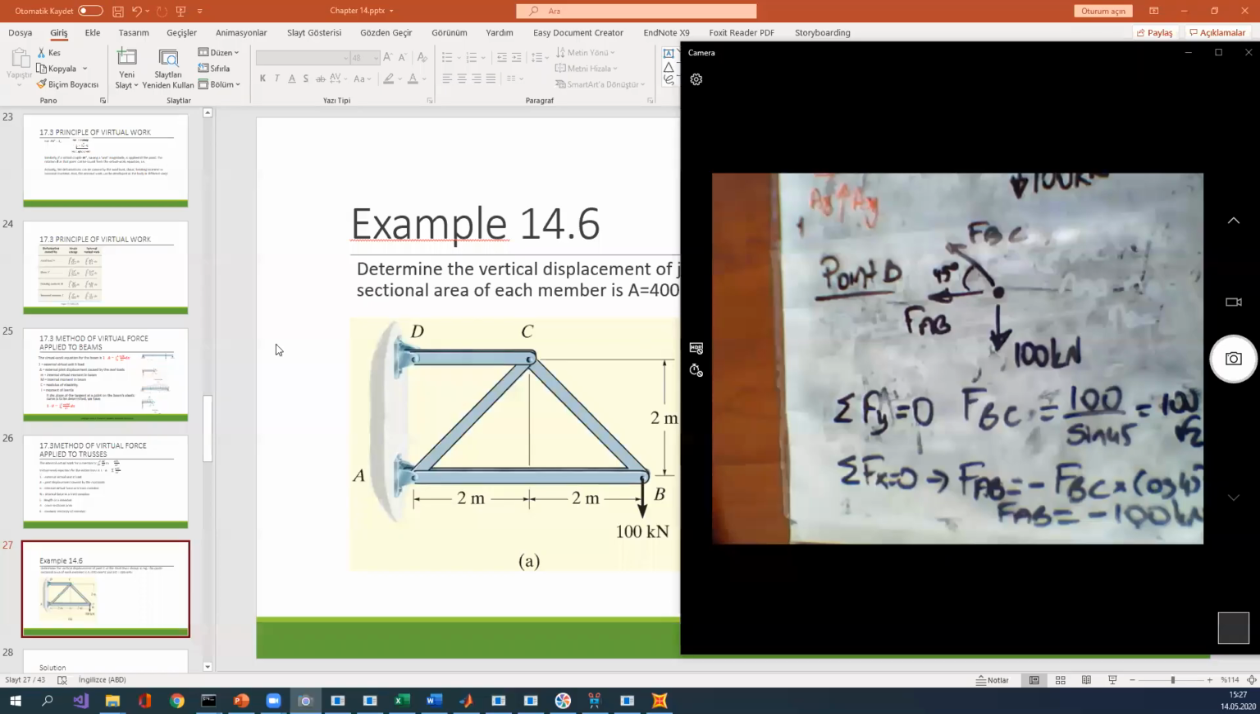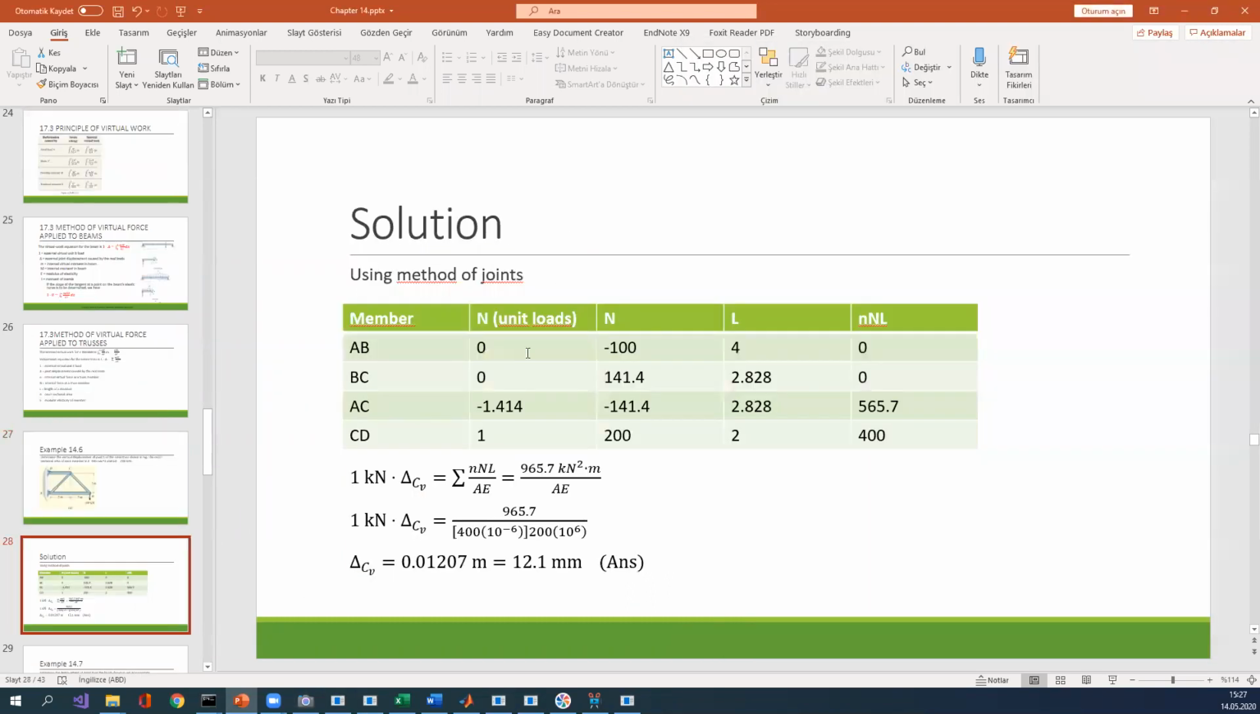Okay, also these remaining forces are already calculated. Also, it's available in the result. After that, you can see AB is minus 100 and BC is 141.4 and AC is 141.4 and CD is 300. So we obtained the capital N. Also, I need to change the small n here. This one is much better.